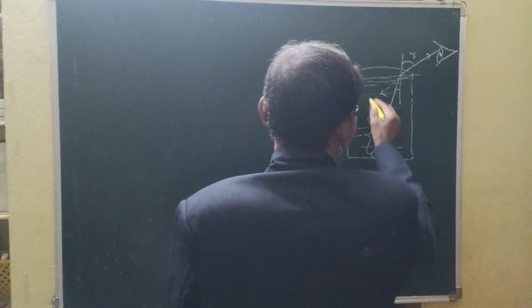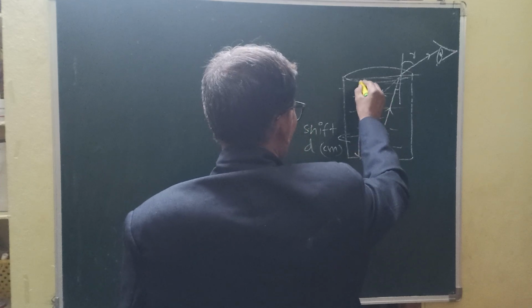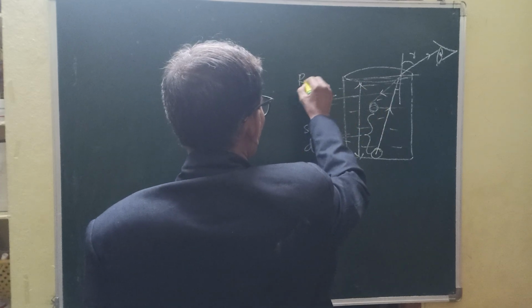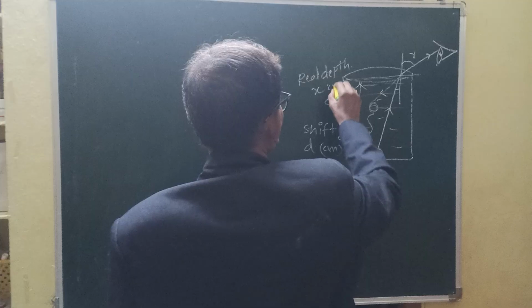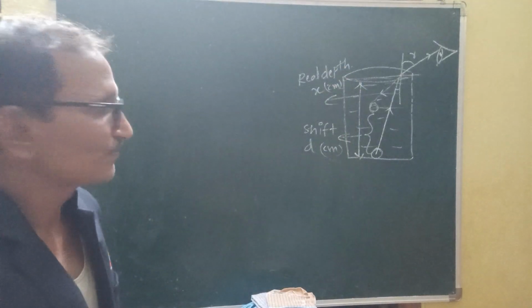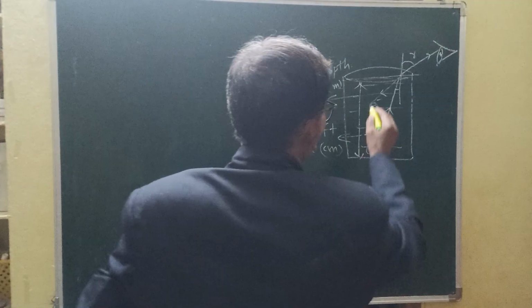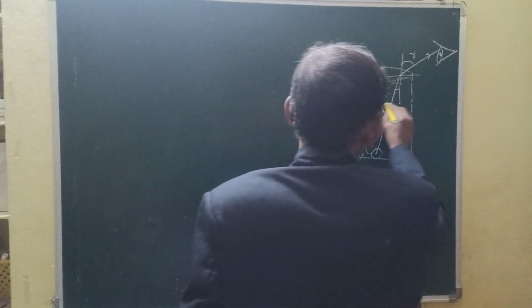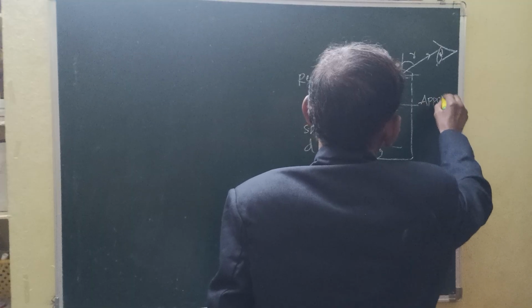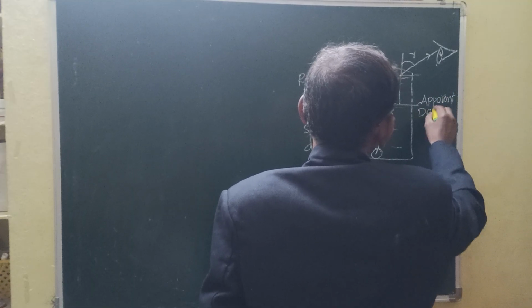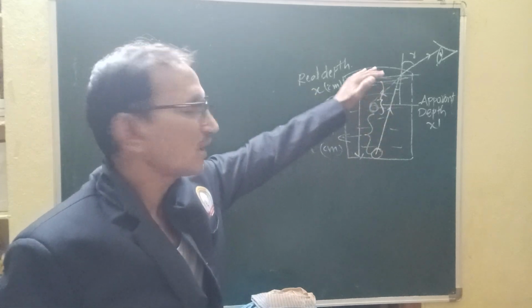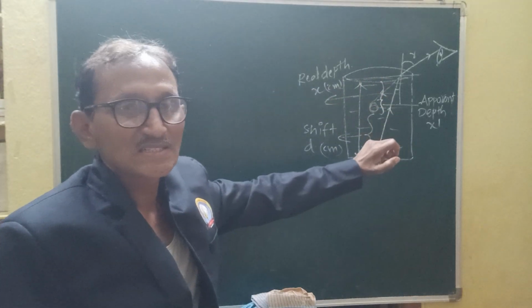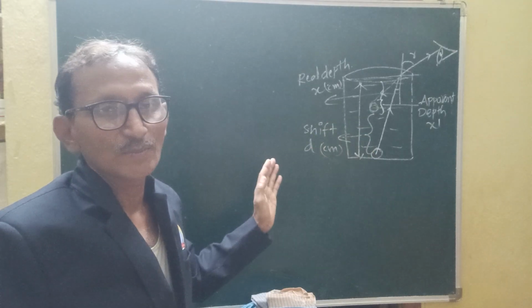Now this is the distance where the coin is placed. It is the real depth of the coin. Let me take the real depth of the coin as x centimeters from the surface. The apparent position of the coin, the apparent depth, let me take x dash. Real depth is x, apparent depth of the coin from the surface is x dash, and the shift in the position of the coin is d centimeters.